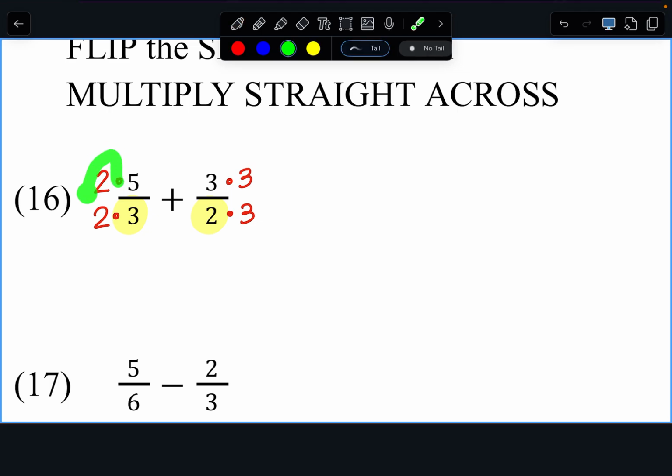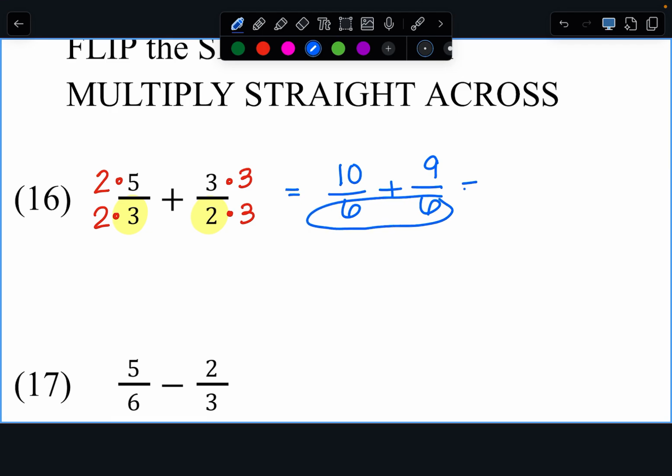Let me focus your attention here and here. Because we're multiplying by the same thing on top and bottom. What is 2 divided by 2? 1. We're technically multiplying by 1. We're making them easier to work with, but it's technically the same thing. So here, we have 10 over 6 plus 9 over 6. Hey, look, now that they match, this means 10 plus 9 all over 6.